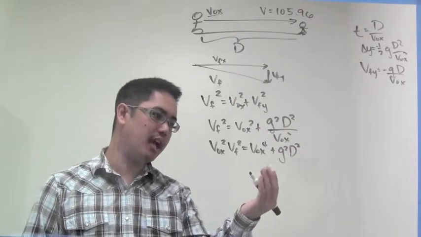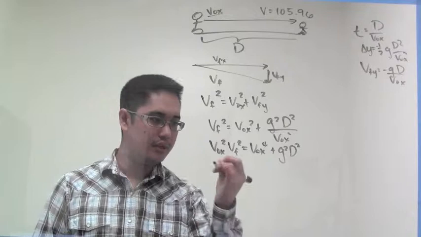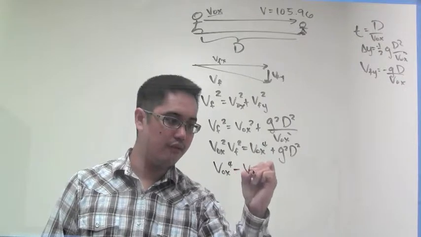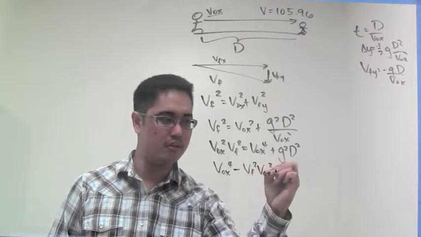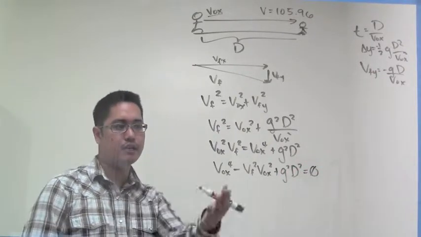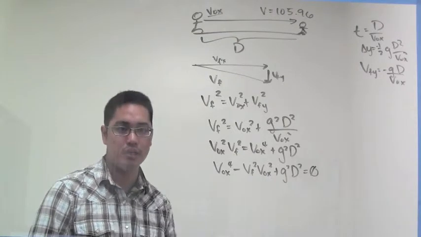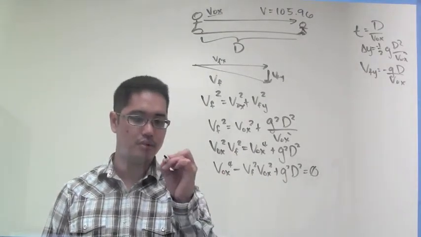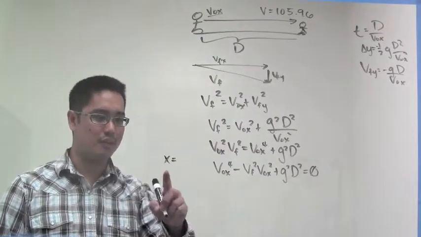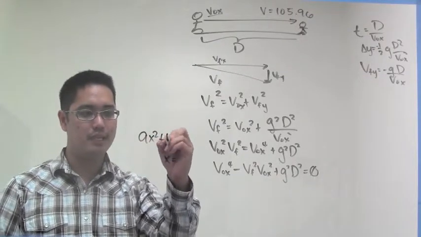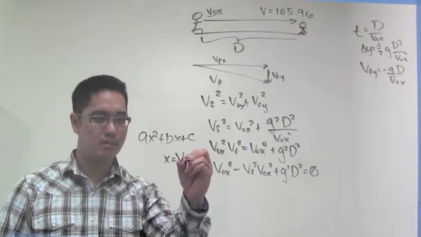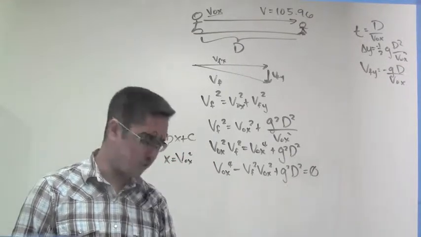What I'm going to do is take everything over to one side. So I'll have V naught x to the fourth power minus V final squared times V naught x squared plus G squared D squared equals 0. All right, how do I solve that? Well, that's pretty simple. That's the quadratic equation. When I'm talking about x, I'm talking about the x from ax squared plus bx plus c. That x is equal to V naught x squared. Then I can just use the straight up quadratic equation.